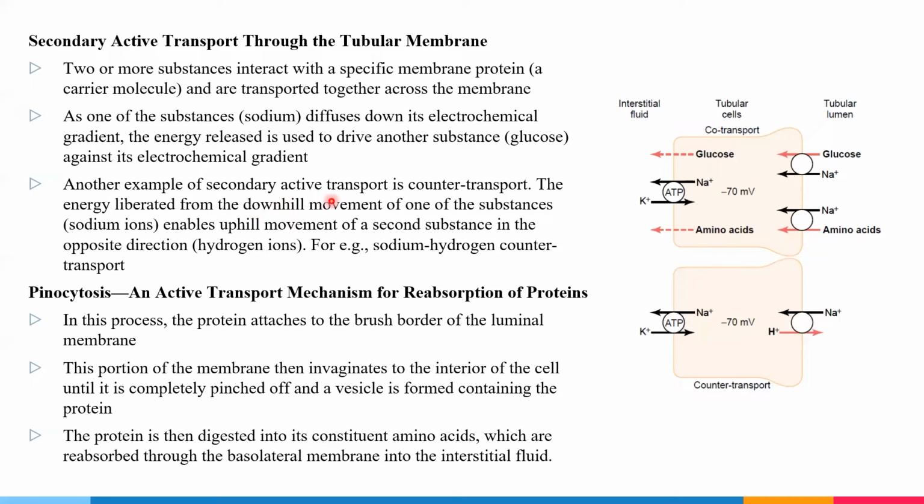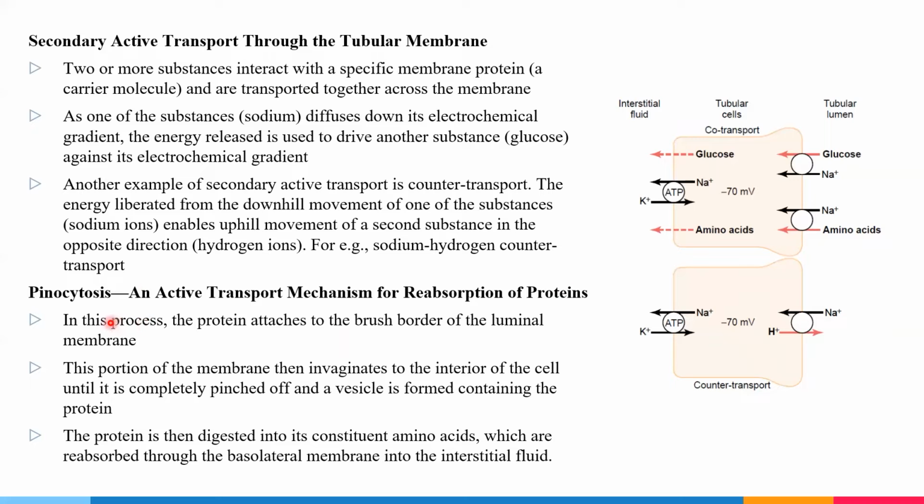Another example of secondary active transport is counter transport. The energy liberated from the downhill movement of one of the substances, such as sodium ions, enables the uphill, or against the gradient, diffusion of a second substance in the opposite direction, such as hydrogen ions. For example, sodium hydrogen counter transport. So this is the second example that we can see right here. As sodium enters into the cell, this energy is utilized by the cell in order to move hydrogen out of the cell.